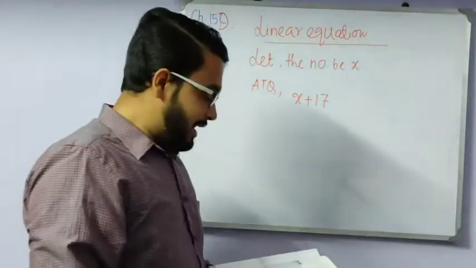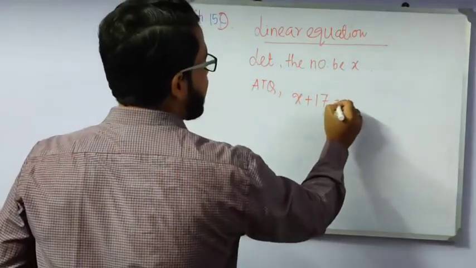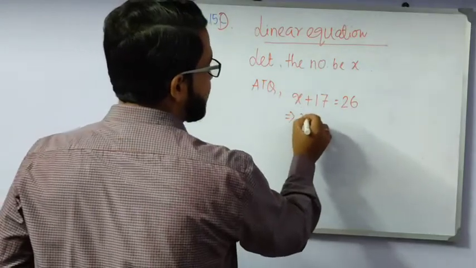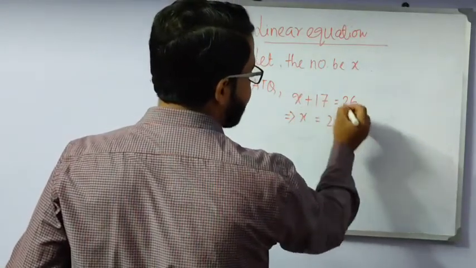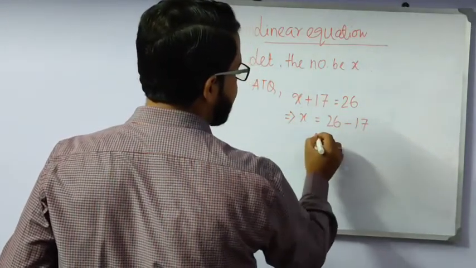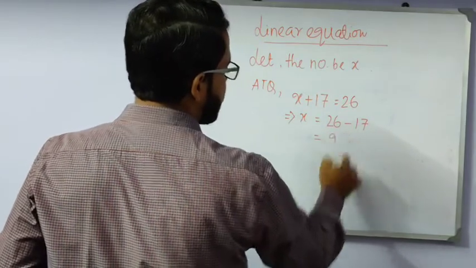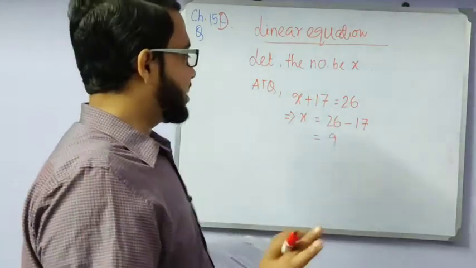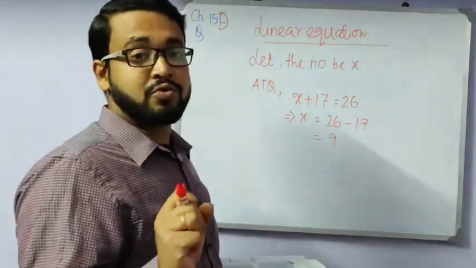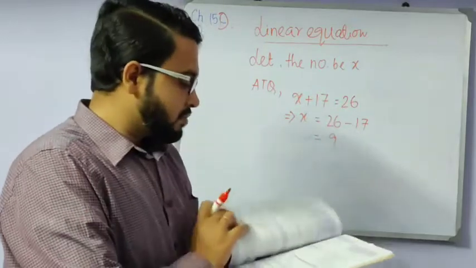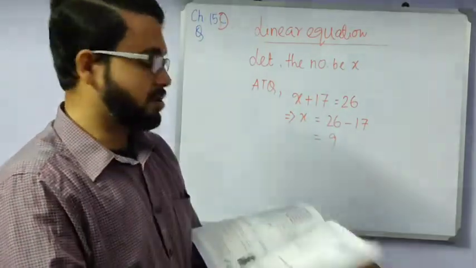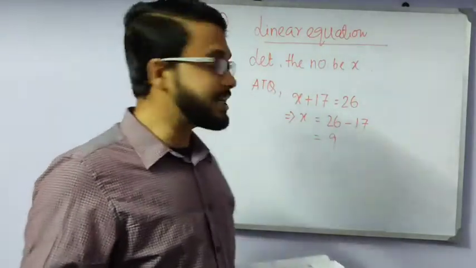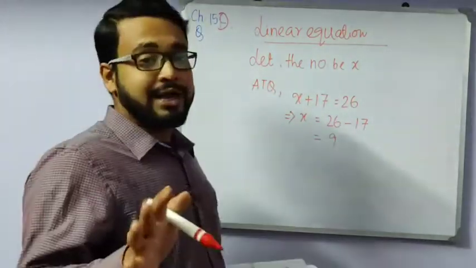And what is the result? The result gives 26. Now this is very easy. So x is equal to 26, this 17 appears here as minus 17. This is 9. And there is another trick to check your answer. You don't have to look at the back of your book to find out whether it is correct or not. How can we do this?